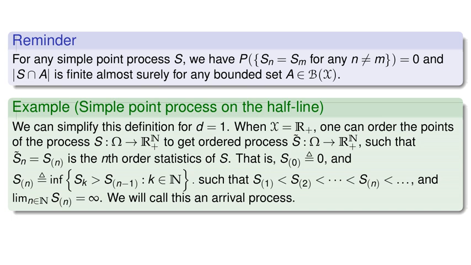That is, we define S sub 0 to be 0. And S sub n is the infimum of the set of all S sub k greater than S sub n minus 1, for k in the natural numbers. This ensures that S sub 1 is less than S sub 2 and so on, up to S sub n and beyond. Also, the limit as n approaches infinity of S sub n is infinity. We will often refer to such an ordered process as an arrival process.